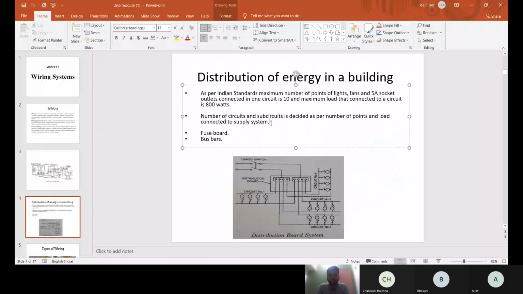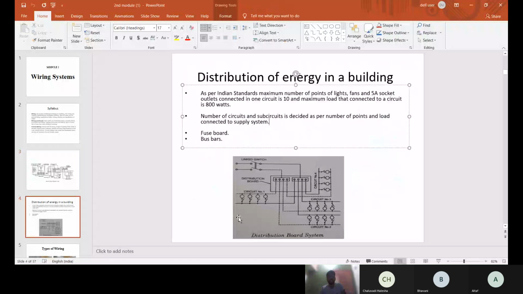The number of circuits and sub-circuits are decided as per the number of points. As I told, the sub-circuits and circuits should be decided based upon the number of points that are connected to the line and the maximum amount of load that it is having. So a normal fluorescent lamp is considered as 50 watts, incandescent lamps, fans and socket outlets are considered as 60 watts, and other power socket outlets are considered as 1000 watts. So like that, we need to divide the whole electrical system.